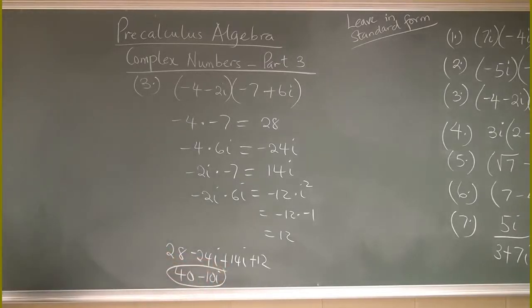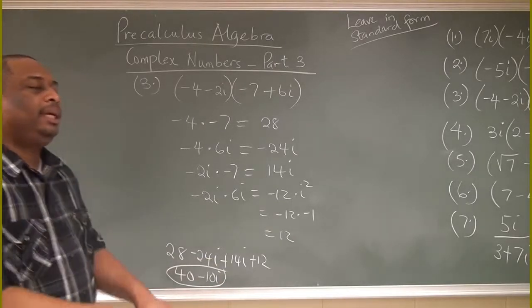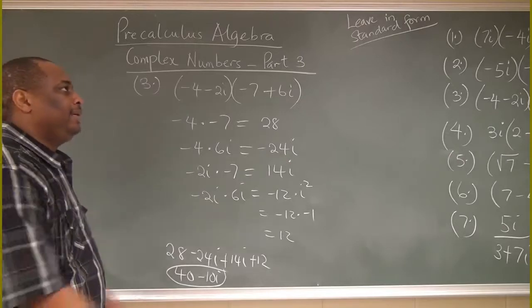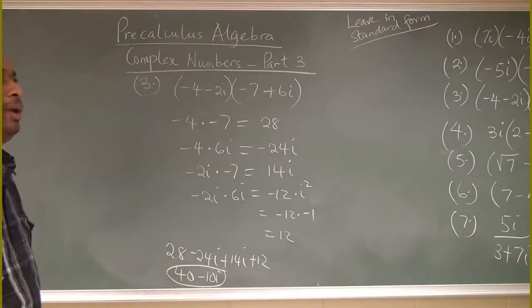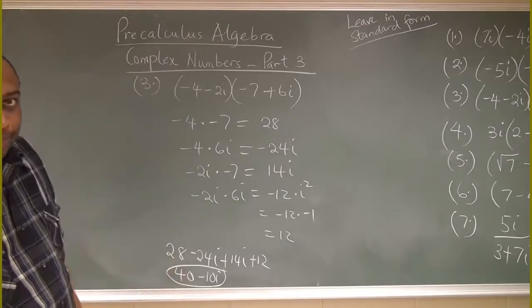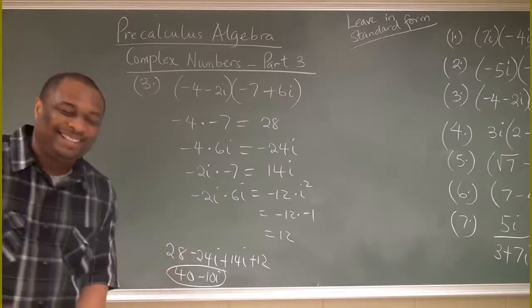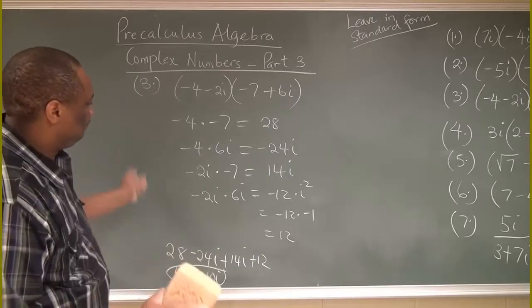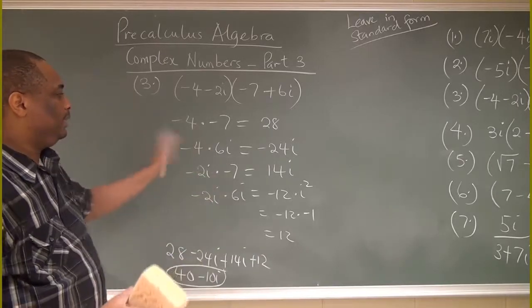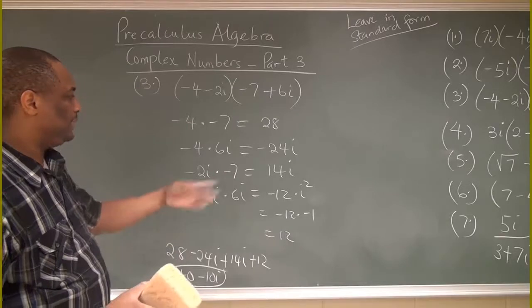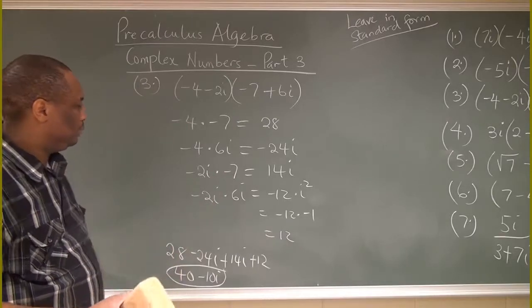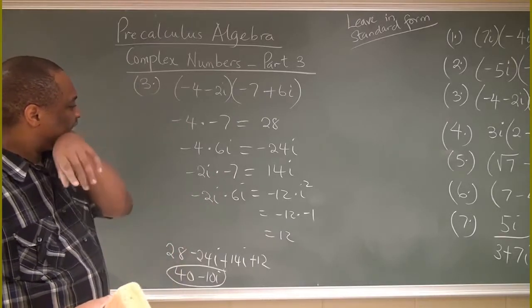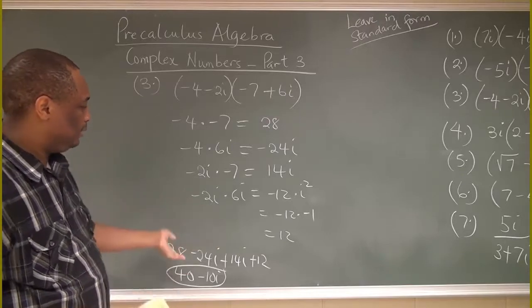Okay, minus 10i. So your real part is 40, your imaginary part is -10, and your pure imaginary number is minus 10i. And your imaginary unit is what? It's i. So that's the way we solve it. And sometimes it's good to cross-check to make sure you didn't make any mistake.